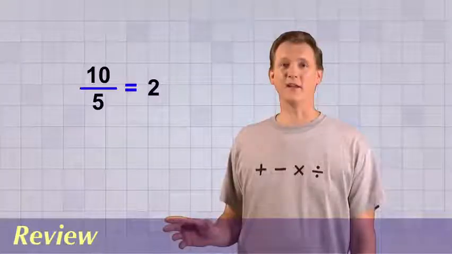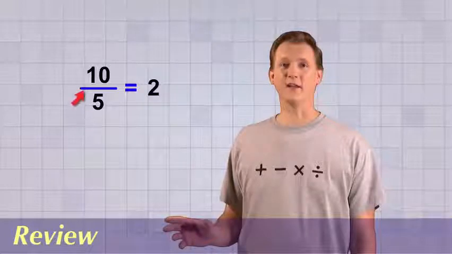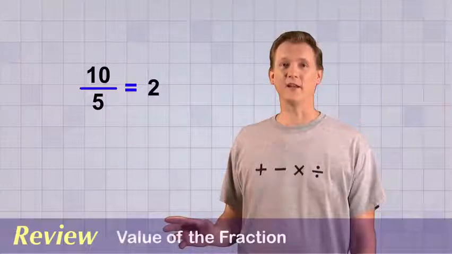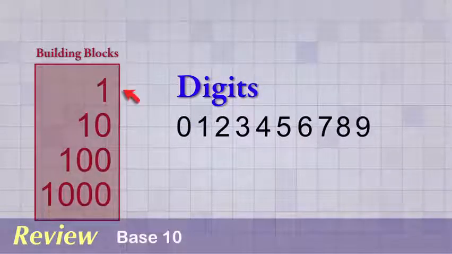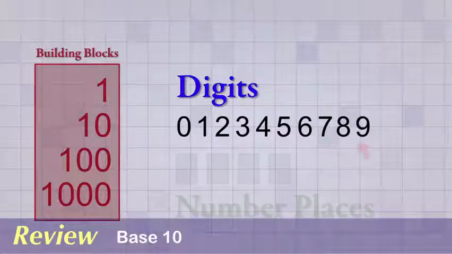In the next section, we'll learn how to convert some special fractions into decimals. But before that, let's do a quick review. If we take a fraction and do the division, we'll get an answer. And that answer is called the value of the fraction. Our number system is called base 10. It uses powers of 10 as building blocks for counting, as well as 10 different digits.